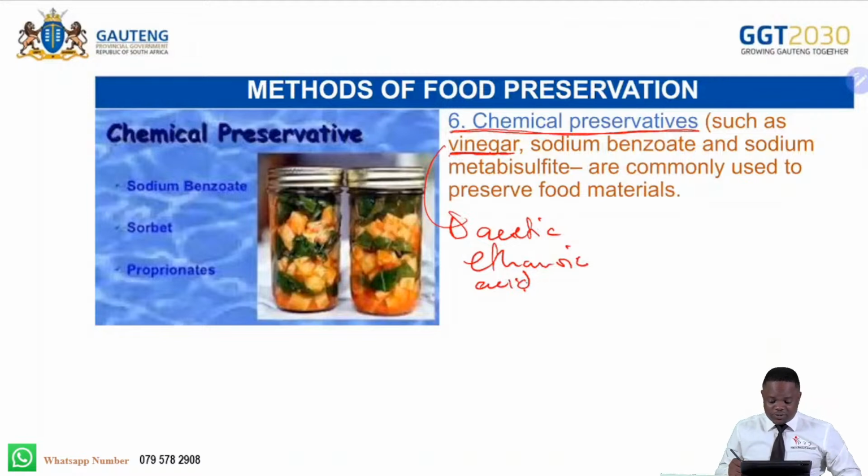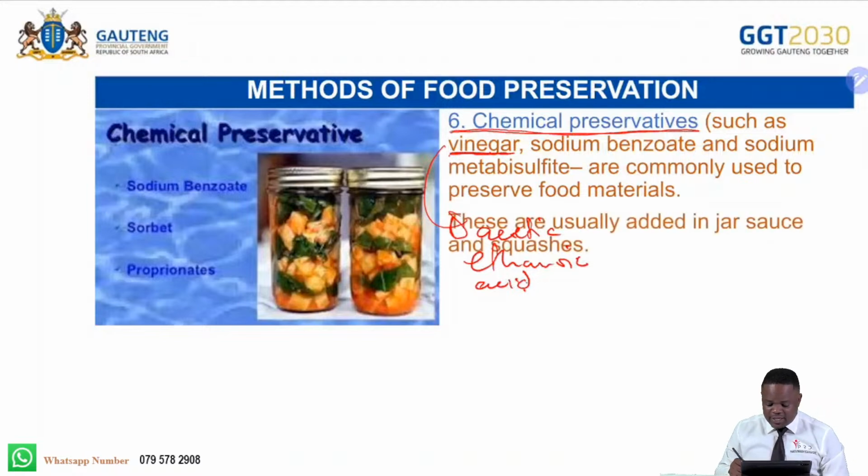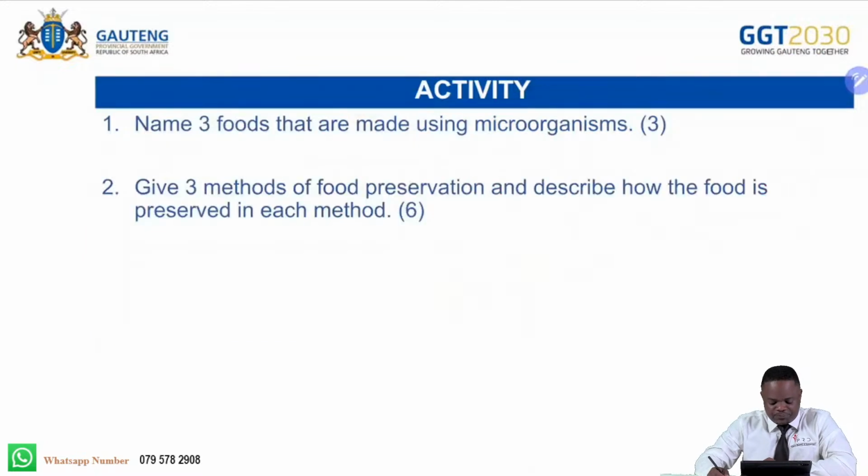So this is our method number 6, and we're saying these chemicals. Remember, we normally put our food materials into jars there, and then what we do, we put our chemicals, and then our food is able to stay longer. It is actually preserved. Right, now that being said, this leads us to our last activity for the day. Right, for this activity, I'm going to give you 5 minutes.